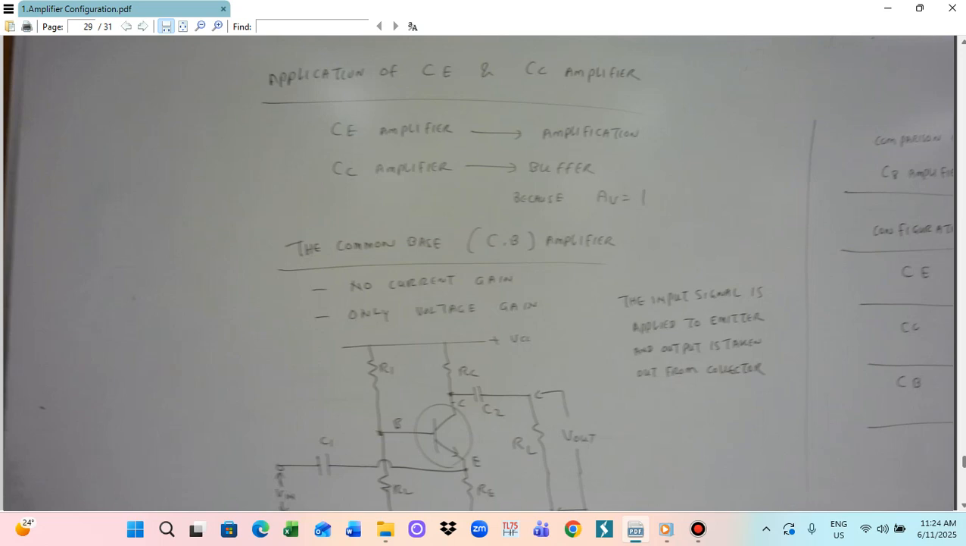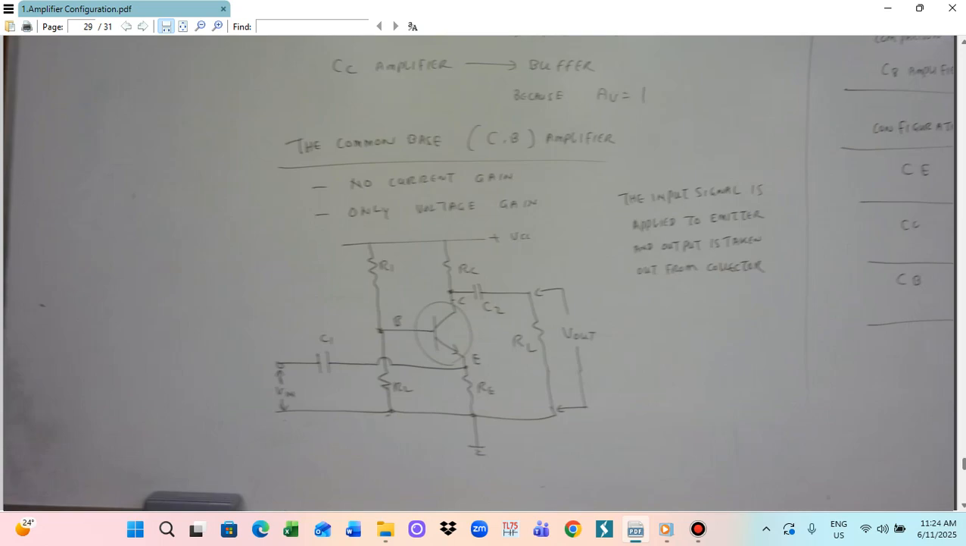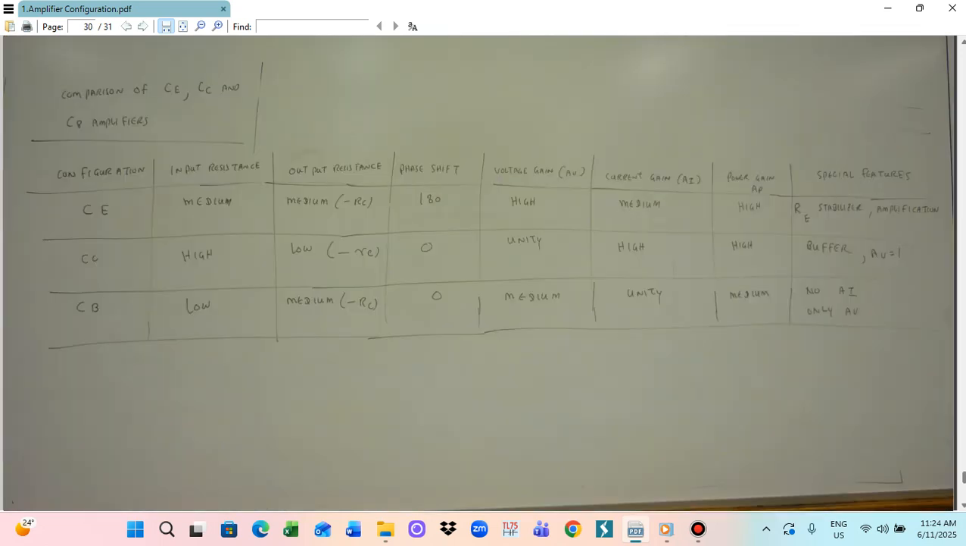For the CB amplifier, input resistance is low, output resistance is minus RC. This is medium. Phase shift 0 degrees, voltage gain medium, current gain unity, power gain medium. So there is no AI, only AV. Those are the special features of the CB and the CC amplifier.